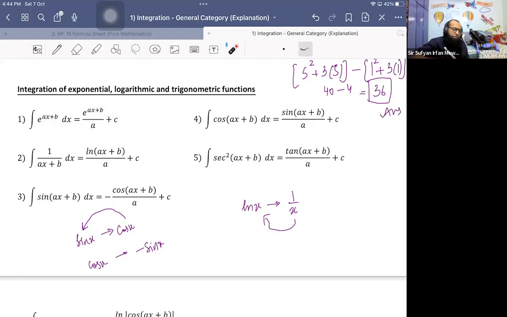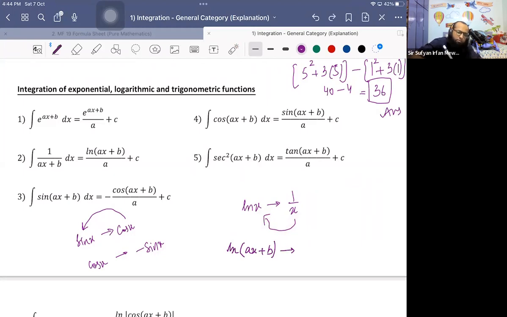Then we remember that the differentiation of ln x was 1 upon x. The differentiation of ln x was 1 upon x. So the integration of 1 upon x will be ln x. Integration of 1 upon x will be ln x. Then suppose it was ln ax plus b and we used to differentiate it. Let's suppose if I write ln ax plus b, when differentiated, that's 1 upon a upon ax plus b.